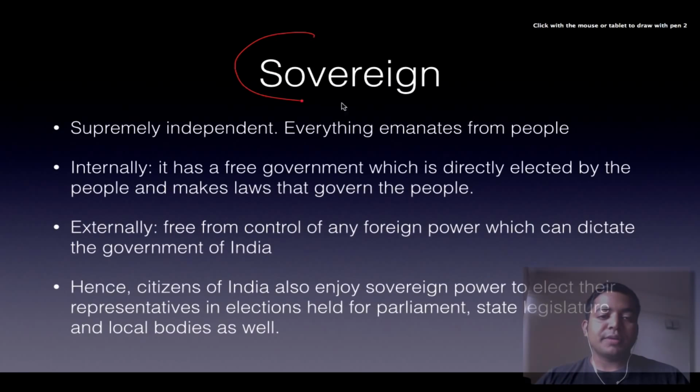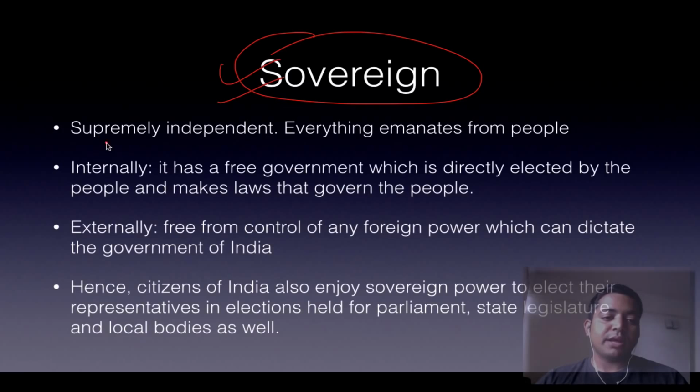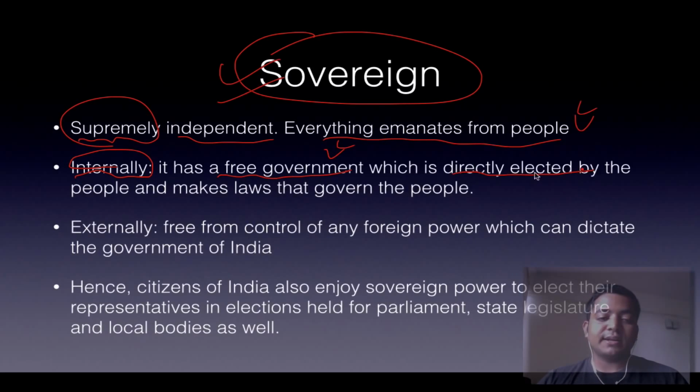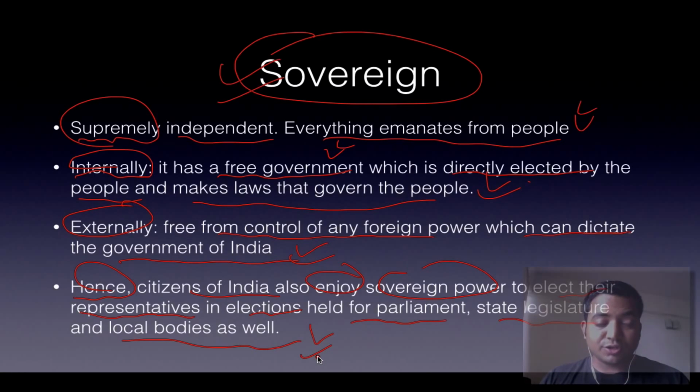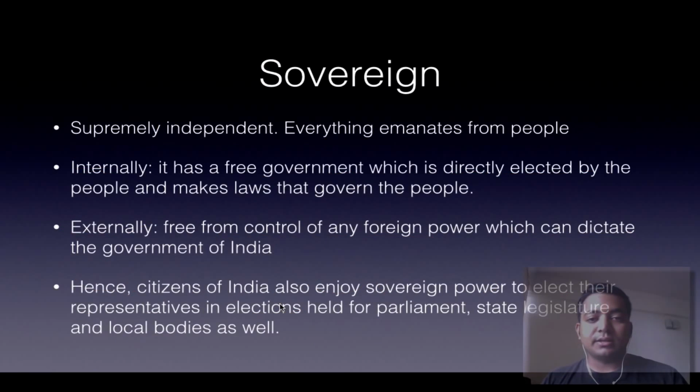Anyway, moving forward, what do you mean by sovereign? I'll explain the words which are used in preamble. It means we are supreme and we are independent. That is, everything emanates from people. Internally, we are sovereign. How? Because we have a free government which is directly elected by the people and it makes laws that govern the people. Is that understood? Externally, we are free from control of any foreign power which can dictate the government of India. Only people can dictate to government of India. Hence, citizens of India also enjoy sovereign power to elect their representatives in elections which are held for parliament, state legislature and local bodies as well. Is that understood? Only citizens of India enjoy sovereign power because we can also elect for the three-tier governments.